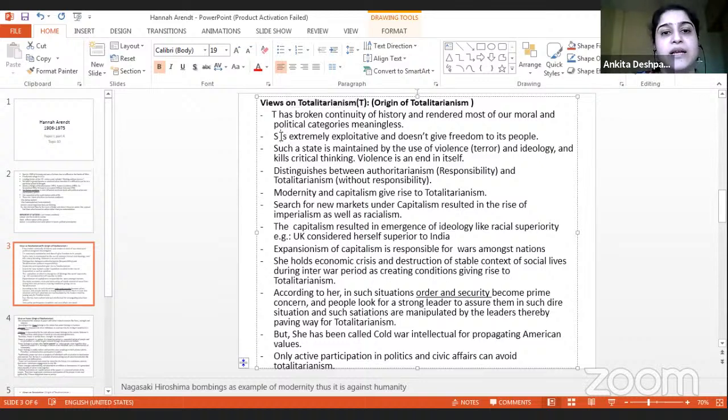She says that this totalitarianism is extremely exploitative. It is extremely exploitative and doesn't give freedom to its people. Of course, it will not give freedom to its people. That's why the term is totalitarianism. See, I am controlling your public as well as your private sphere of life. So, no freedom is given to the people. All the ideas, whatever goals, everything is determined by the state itself.